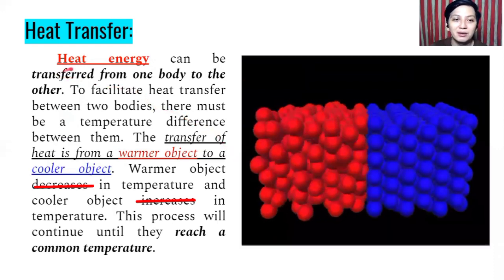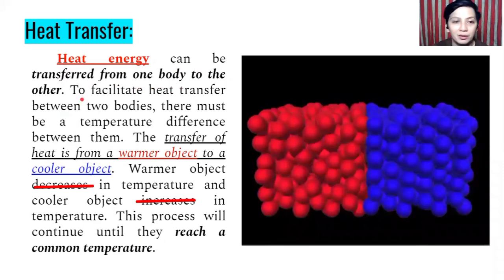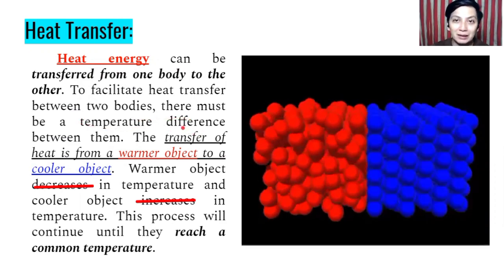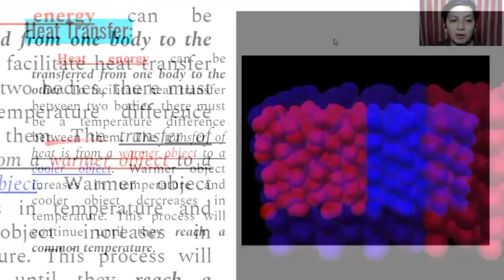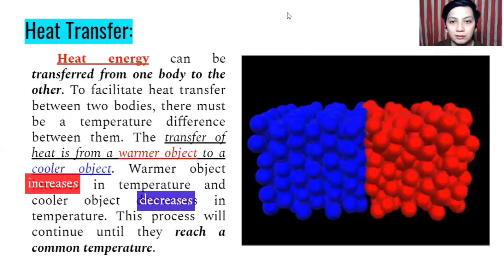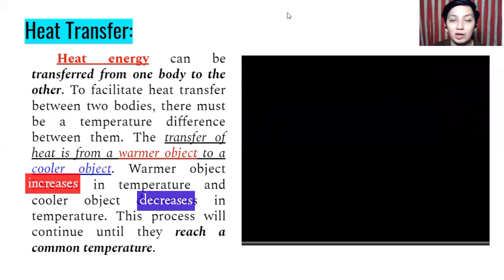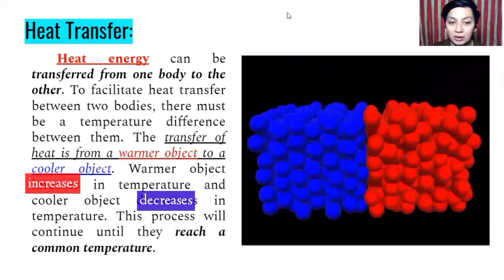Okay, so as you can see here, heat energy can be transferred from one body to another. To facilitate heat transfer between two bodies, there must be a temperature difference. So para makita nyo, magkaiba dapat yung temperature kung talaga bang na-transfer yung heat. The transfer of heat is from a warmer object to a cooler object. Meaning to say, the warmer object decreases in temperature and the cooler object increases in temperature.